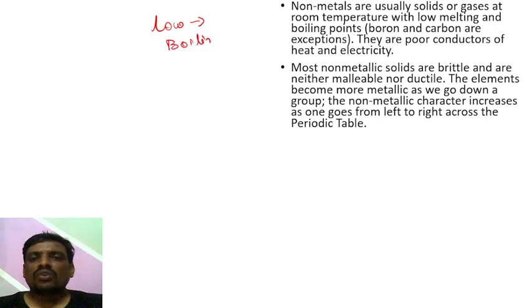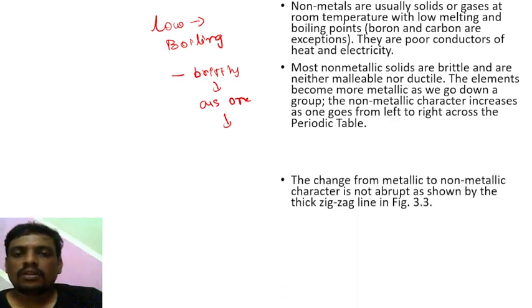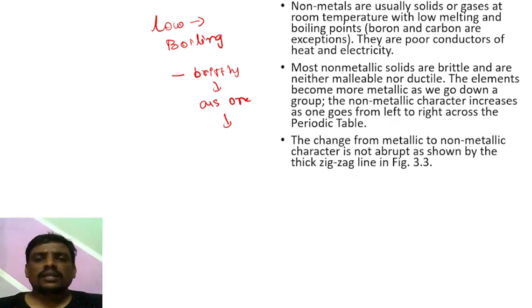Now, boron and carbon are exceptions. They are poor conductors of electricity. Most non-metallic solids are generally brittle and are neither malleable nor ductile, which means elements become more metallic as we go down a group. Non-metallic character increases as one goes from left to right across the periodic table. The change from metallic to non-metallic character is not abrupt.